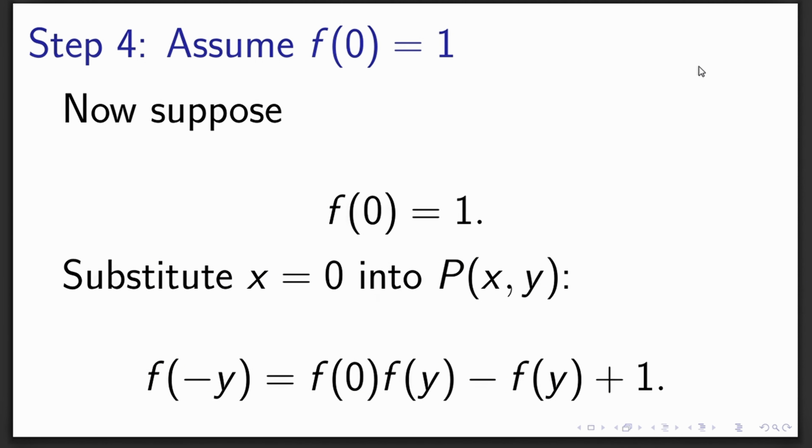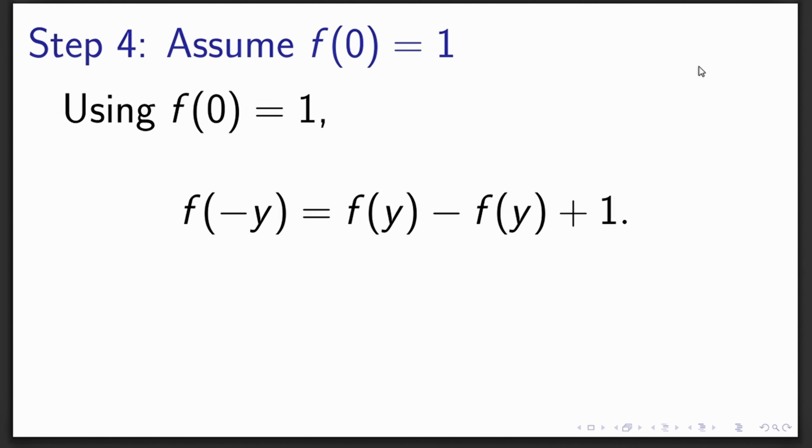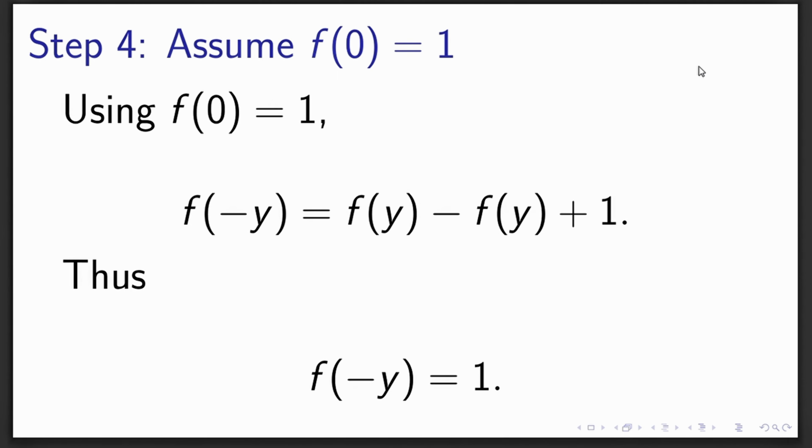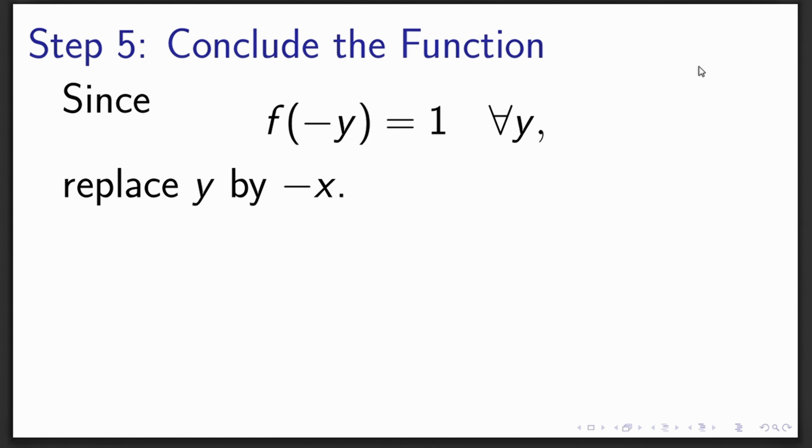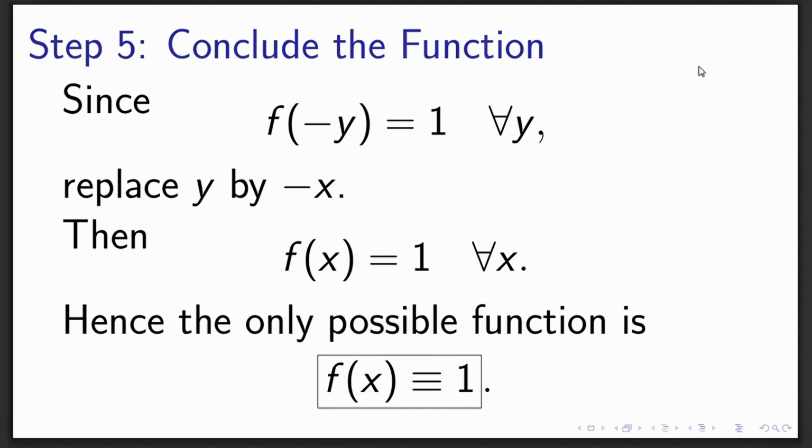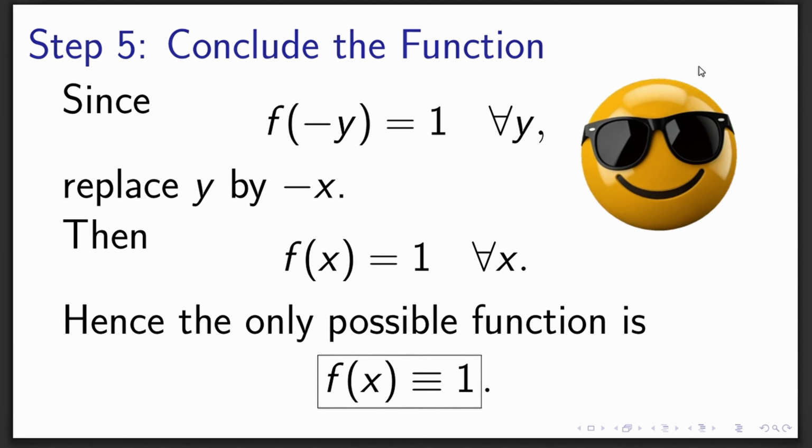So I'm going to substitute x = 0 into P(x, y). When I substitute, I'm going to get f(-y) = f(0)f(y) - f(y) + 1. By using f(0) = 1, we are going to get f(-y) = f(y) - f(y) + 1. This means we have f(-y) = 1. Now replace y by -x. When we do that, we are going to get f(x) = 1 for all values of x. Hence, the only possible function is f(x) = 1.